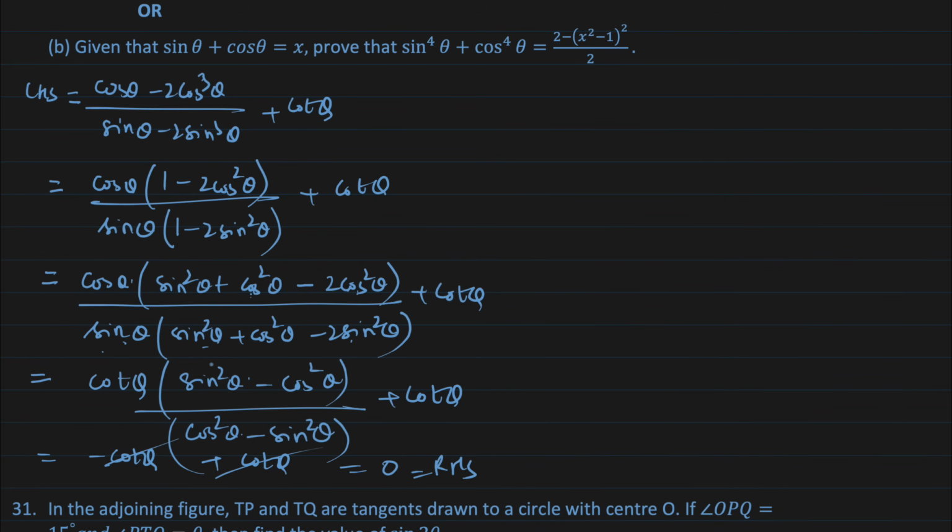We need to cancel it by taking the minus sign common. So sine square minus cos square minus sine square minus cos square, it will be done. Now the next part. Given that this was the A part I did, let me do the B part here.